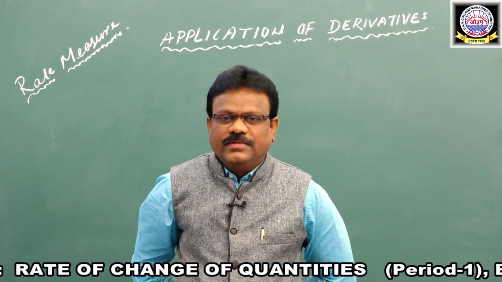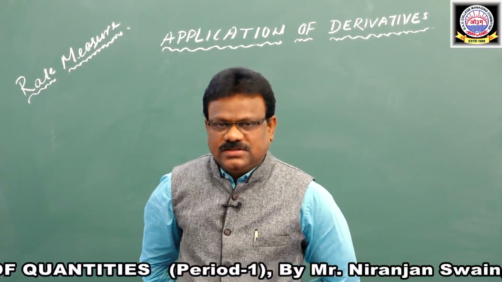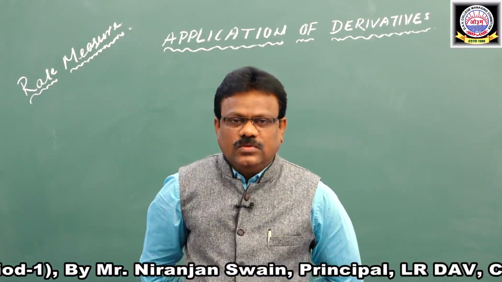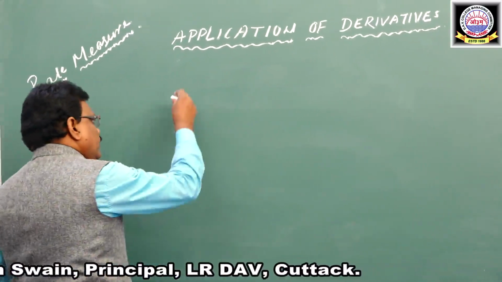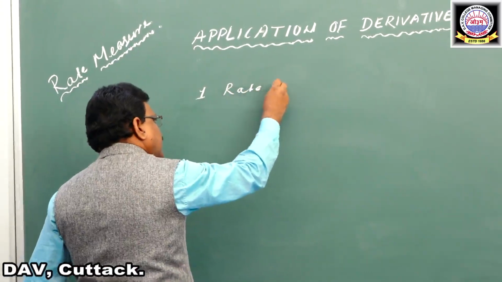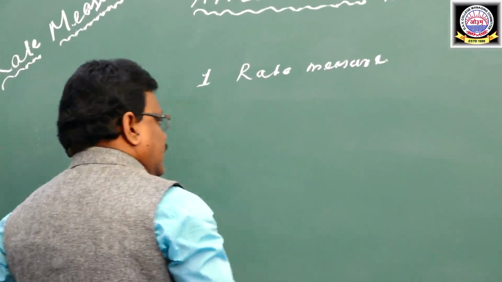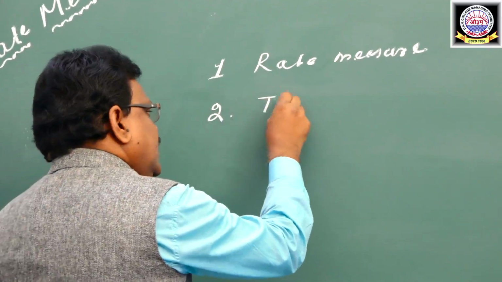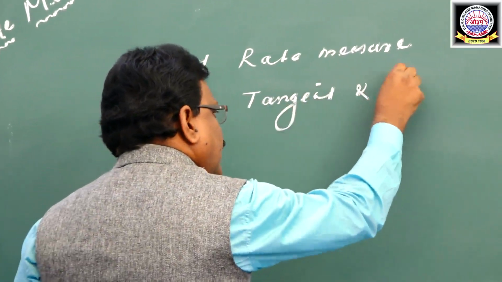So, first I am writing what are the subtopics inside the chapter, then we will discuss one by one. In this chapter, what exactly will we know? First we will see rate measure. Please write down what is to be covered in this chapter. The second will be tangent and normal.